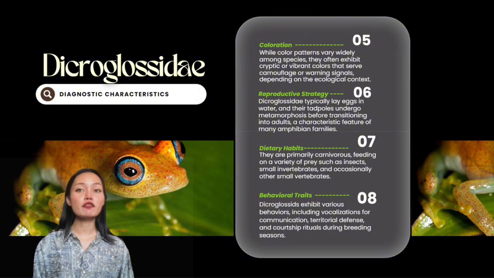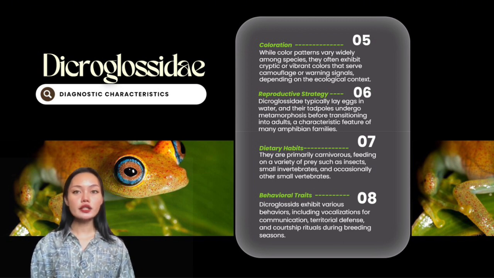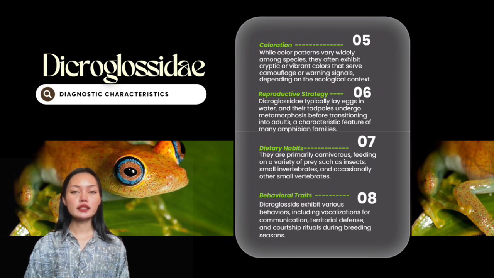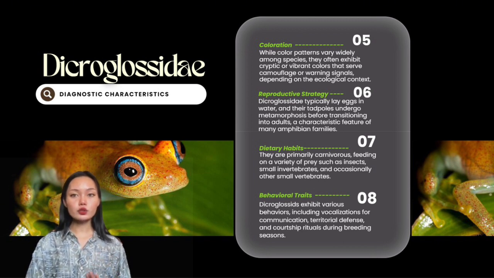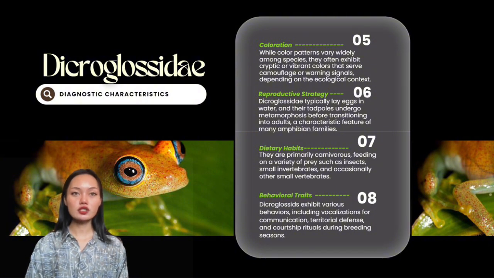They are primarily carnivorous, feeding on a variety of prey such as insects, small invertebrates, and occasionally other small vertebrates. Lastly are their behavioral traits. The Dicroglossidae exhibit various behaviors, including vocalizations for communication and territorial defense. And also, fun fact, they use these for courtship rituals during their breeding seasons.